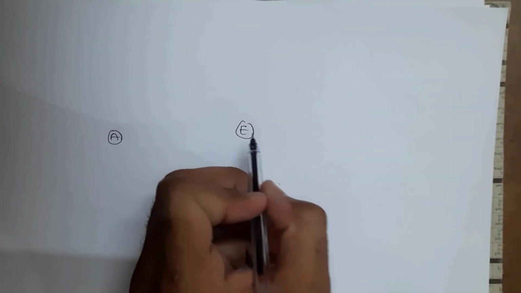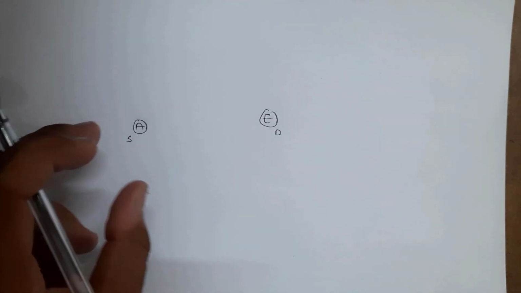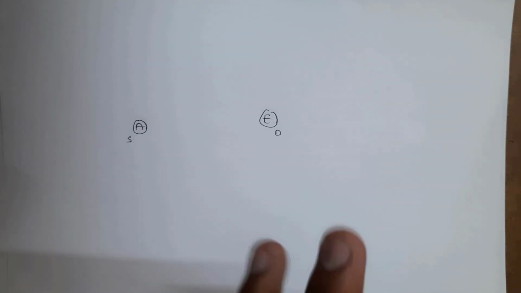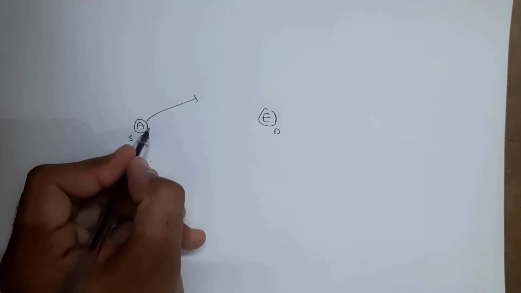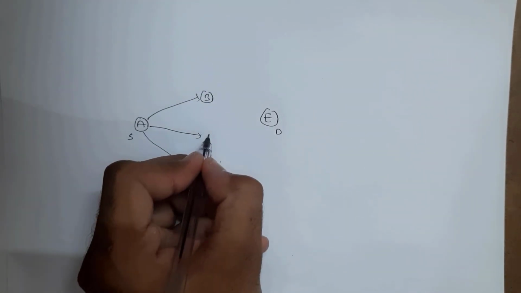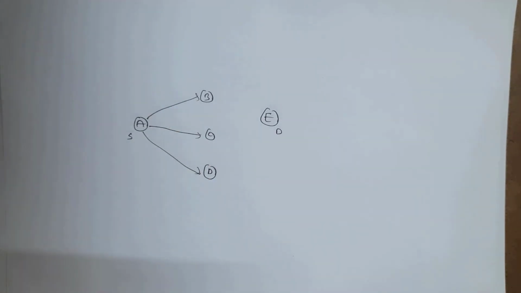This is the example. There are two nodes, node A and node E. I want to travel from source to destination. Source is nothing but where I am at present, and destination is nothing but where I need to reach. I want to travel from source to destination in shortest distance. This is the condition. There are three ways in which we can travel from source to destination. There are three routes, that is from A to B, A to C and A to D.